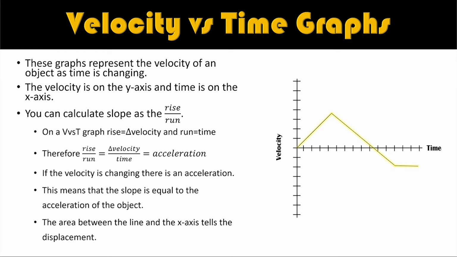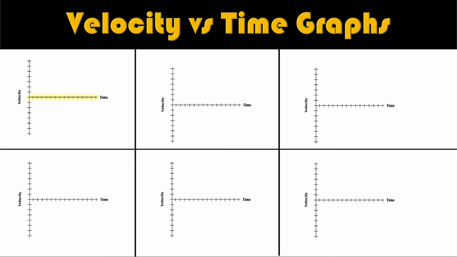Let's go over a few examples. Let's look at this first one here. You got a velocity on the x-axis, which is 0. So that means that there is 0 velocity, and you notice it doesn't speed up, it doesn't slow down, it doesn't do anything. So what does that mean? Well, that means the object is not moving. There's no motion going on.